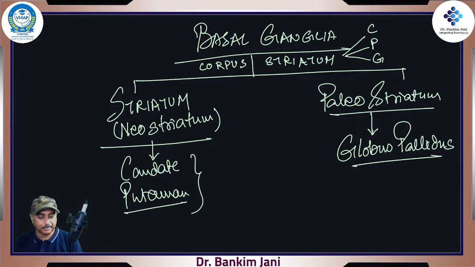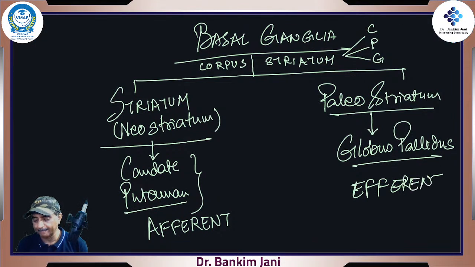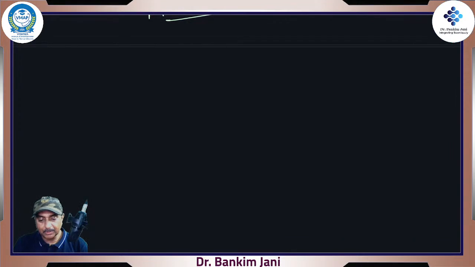This first group, that is striatum, neostriatum, is afferent, right? So this one is afferent, where things arrive, and this one is efferent. Afferent and efferent. So this is about these three main parts. Now, in order to understand the whole circuit, we need to add two or three more components.